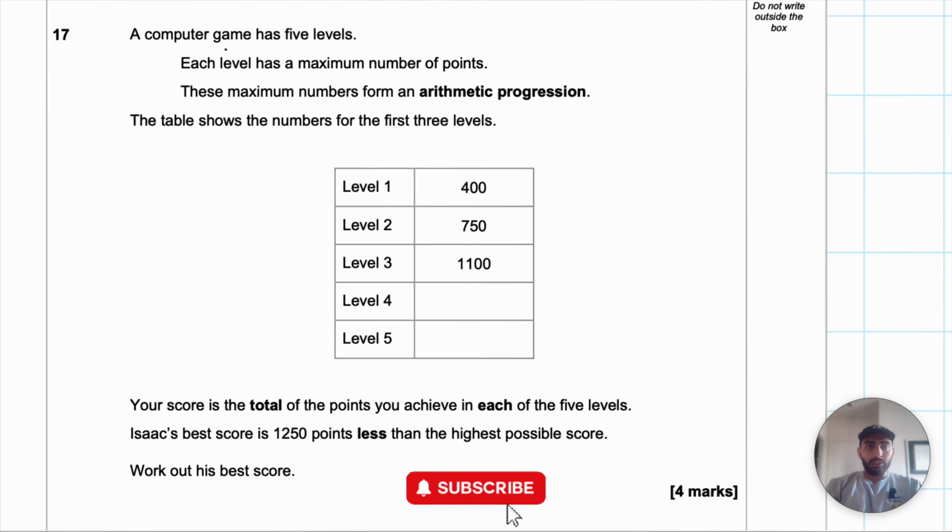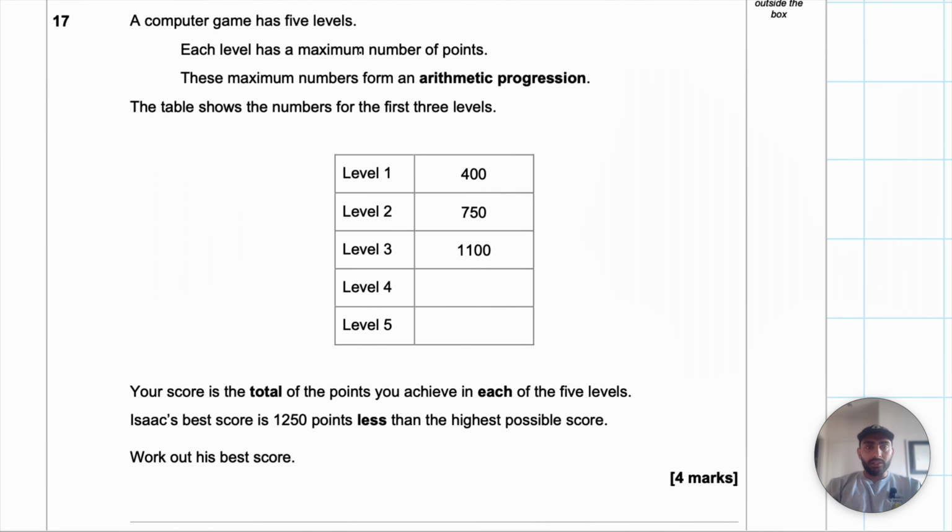Question 17. A computer game has 5 levels. Each level has a maximum number of points. These maximum numbers form an arithmetic progression. This just means that it's going up or down by the same amount every single time. The table shows the numbers for the first 3 levels. So it's 400, 750, so we've added 350 there. From 750 to 1100, we've added 350 again. So let's do the rest. 1450, and that'd be 1800.